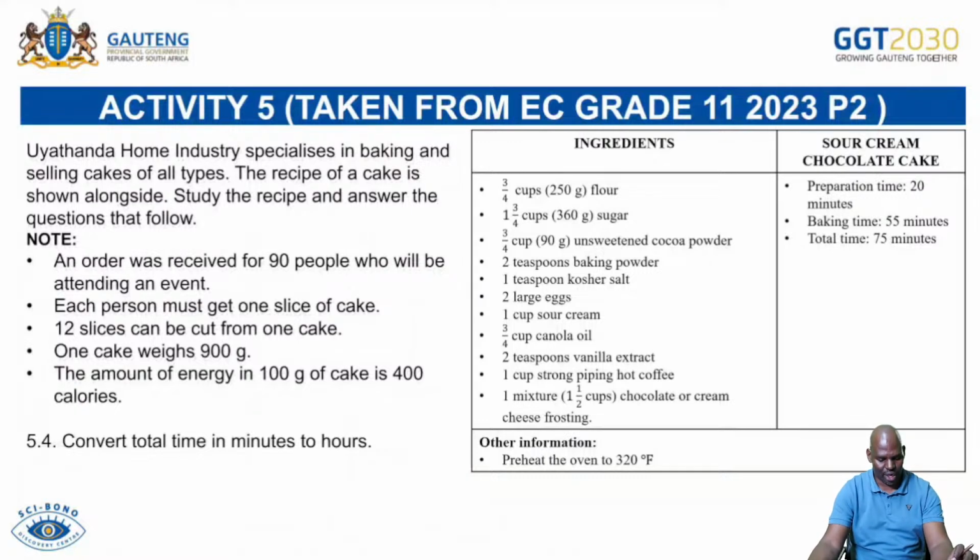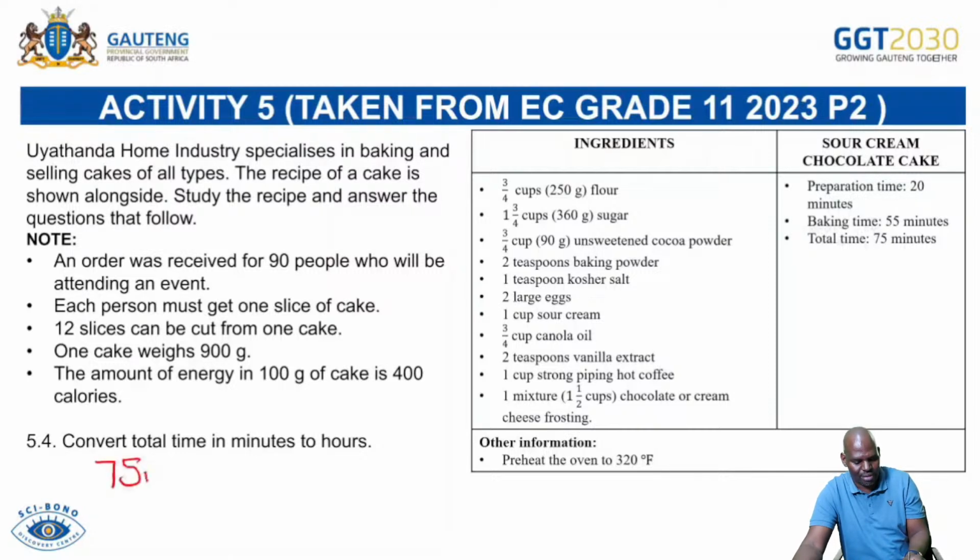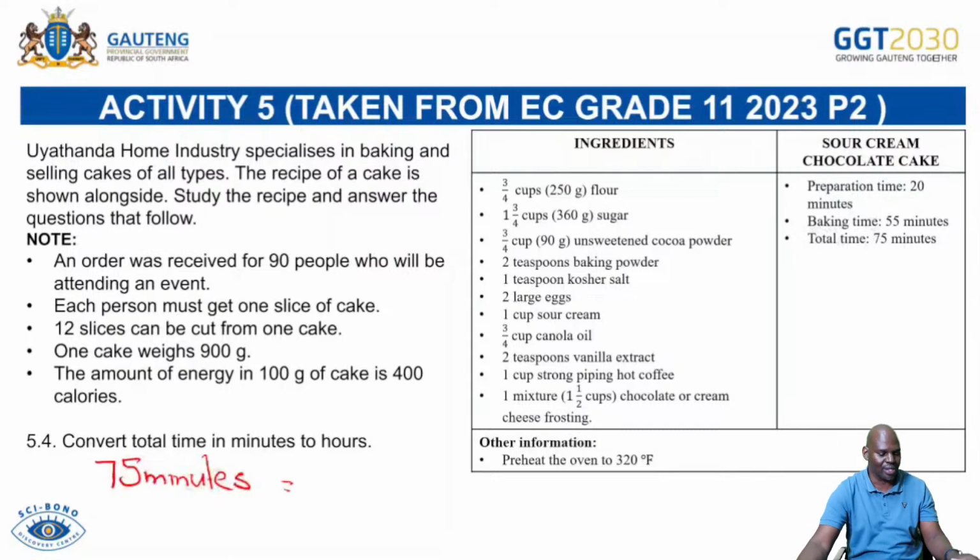Still on the very same question, it's convert the total time in minutes to hours. So the total time, is it indicated in the table? Yes. If I check here, I've got preparation time, baking time, and total time, which is 75 minutes. So now they want to check if you can convert the minutes to hours. How do you convert from minutes to hours? We divide by 60.